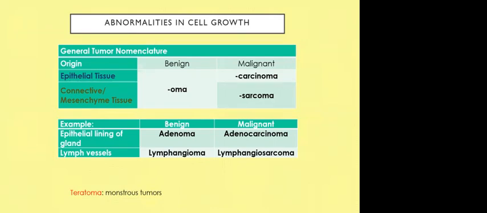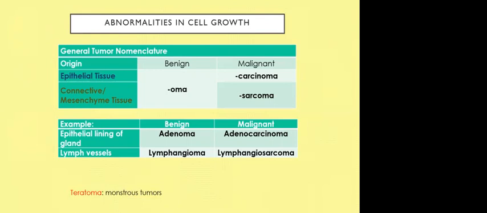So we have here examples for us to understand these terminologies or nomenclature. Example, there is a tumor on the epithelial lining of a gland. If it is not cancerous, it is adenoma. If it is cancerous, it is adenocarcinoma. Then for a tumor on the lymph vessels, a benign type is lymphangioma, and a malignant type is lymphangiosarcoma.